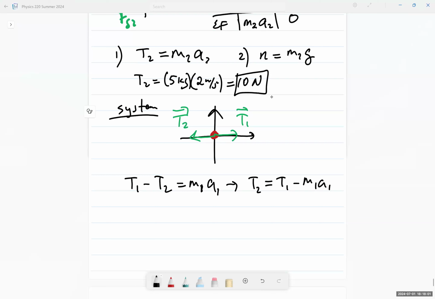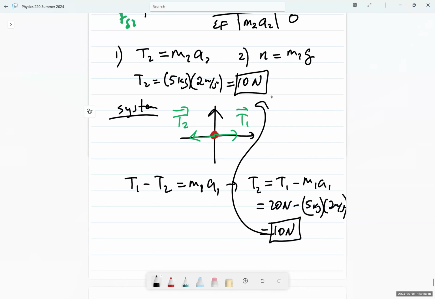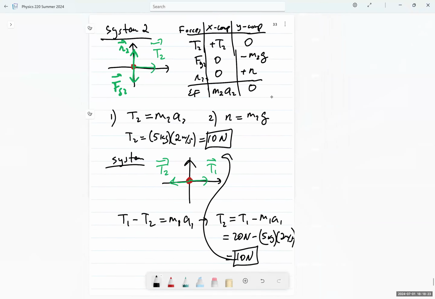And from here, I could then just calculate T2. T1 was given to us, 20 newtons. Mass 1 was 5 kilograms. Acceleration was 2 meters per second squared. So 20 minus 5 times 2, which is 20 minus 10, we can see again we're going to get 10 newtons. Exactly the same as we got over here. So either way, system 1 or system 2, we could have solved for tension 2.